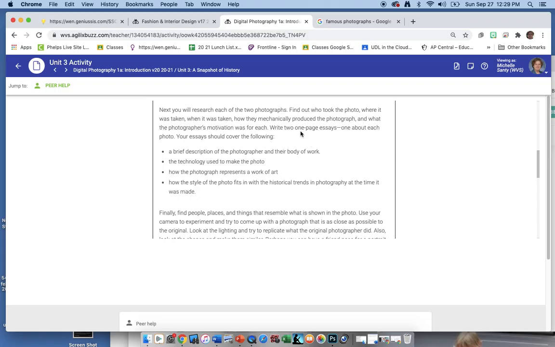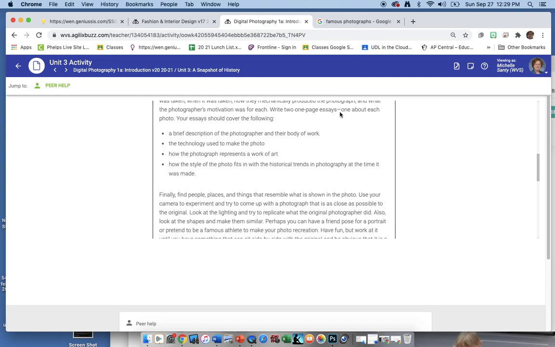So then you're going to write two one-page essays, one about each photograph. I will bring back the one-page essays if you do a good paragraph, two paragraphs. It doesn't have to be a full page, but I do want this information in there. So a brief description of the photographer and their body of work, the technology used to make the photograph, how the photograph represents a work of art, and how the style of the photo fits in with the historical trends in photography at the time it was made.